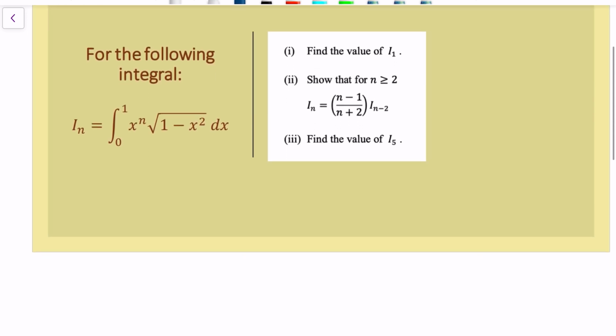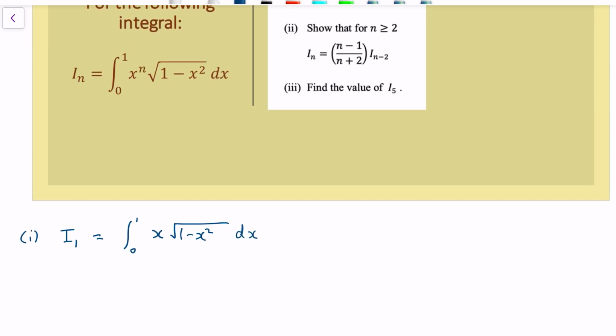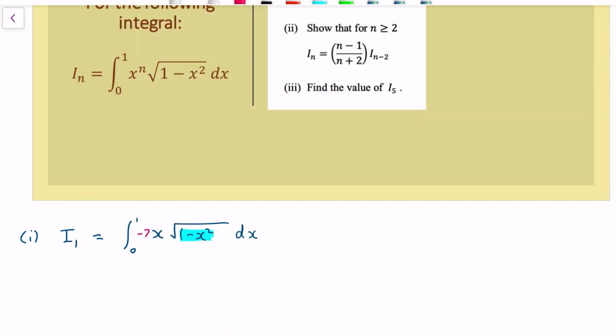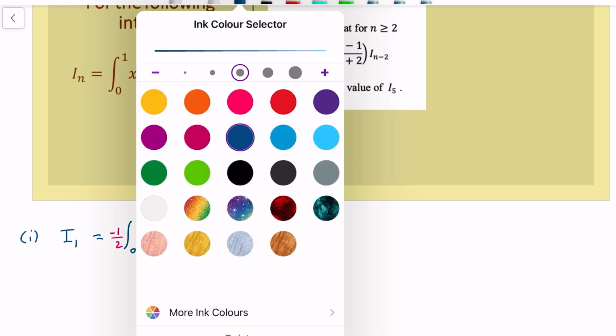Alrighty, let's get cracking. So first up, I1, when n is 1, we're integrating between 0 and 1, x root 1 minus x squared dx. Now, a basic substitution will work in this case because the inner function's derivative appears in the problem, almost. So my little trick here is I like to make the derivative appear in the problem, so times by minus 2, and then if I divide by minus 2 or multiply by minus 1/2 on the outside there, I haven't changed the integral at all, but I've made it easier when it comes to making a substitution.